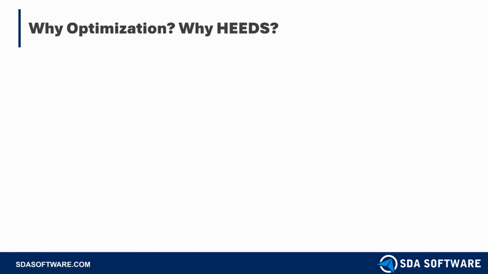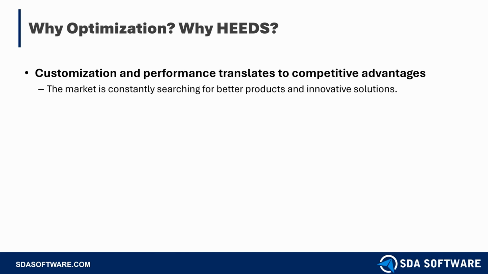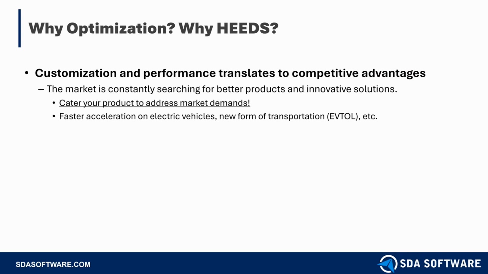You may wonder why you should care about optimization, or even why HEEDS, particularly when there are so many other optimization codes out there. Well, the first thing is you really want customization and performance improvement in your product when you're going through generations and generations of product iteration or updates, because it translates to a competitive edge in the market. The market right now is always looking for a better product or something more innovative. That kind of forces you to cater your product design to address market demand, right?